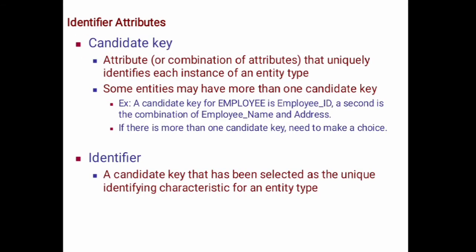Identifier attributes means there is some candidate key. Now what is actually meant by a candidate key? A candidate key is nothing but an attribute or combination of attributes in a unique format. For example, employee is an entity; one candidate key is employee ID, and a second is the combination of employee name and address. If there is more than one candidate key, we need to make a choice. The candidate key that has been selected as the unique identifying characteristic for the entity type is the primary key.